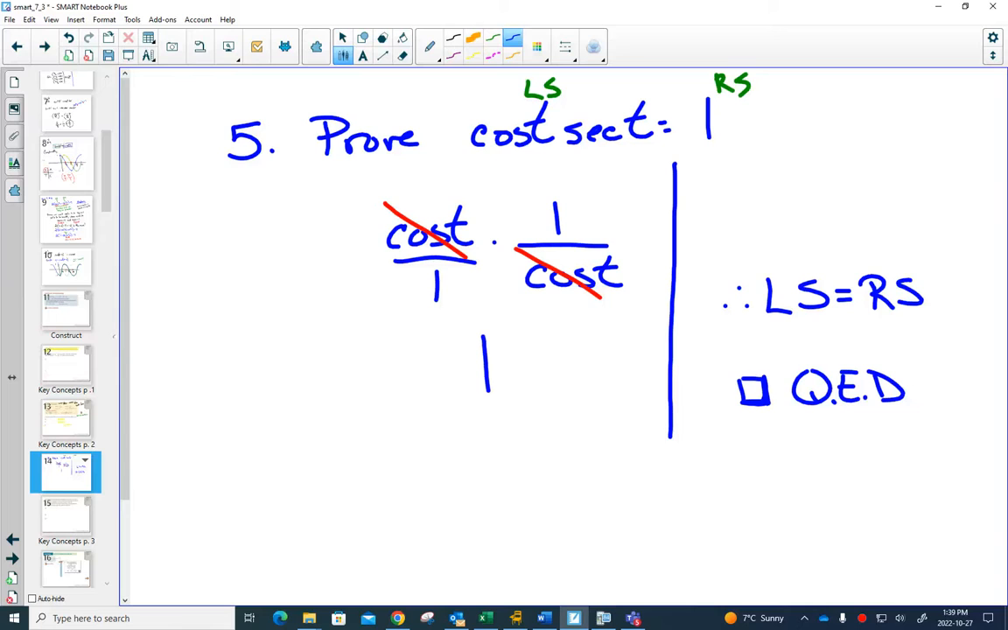Quod erat demonstrandum, probably said terribly. Maybe I said that really badly. But what it means is what was asked for was demonstrated or shown. So you asked me to prove this, I showed you it. So it's a little formal thing that is at the end of mathematical proofs. And then I like to add a little shaded box. You can add your own little symbol at the end, a little smiley face, I don't know. That's just something that I've always done at the end of my proofs.